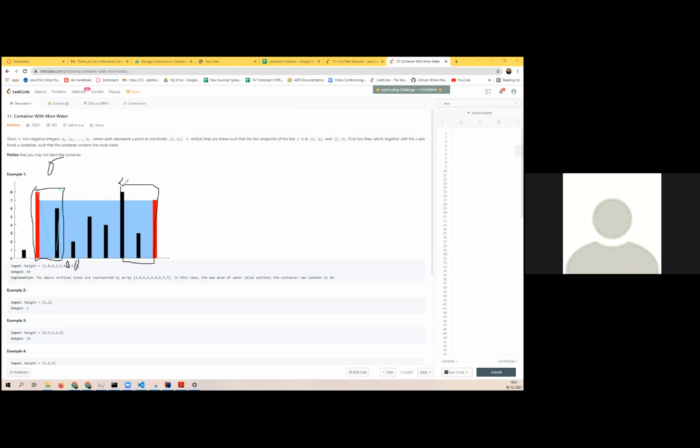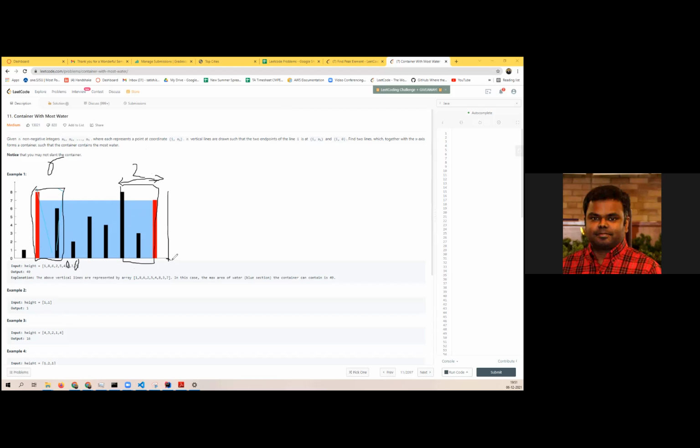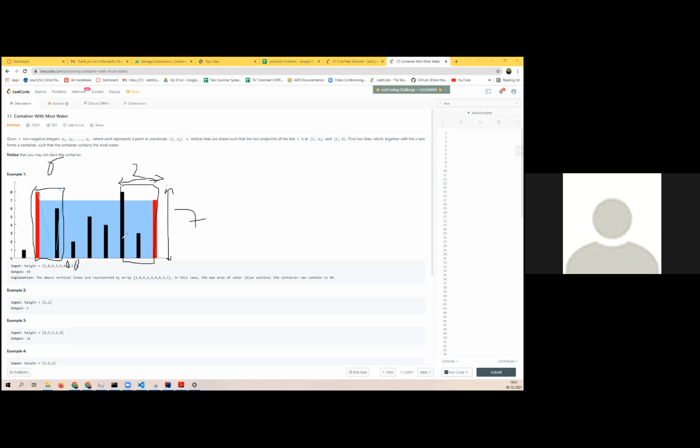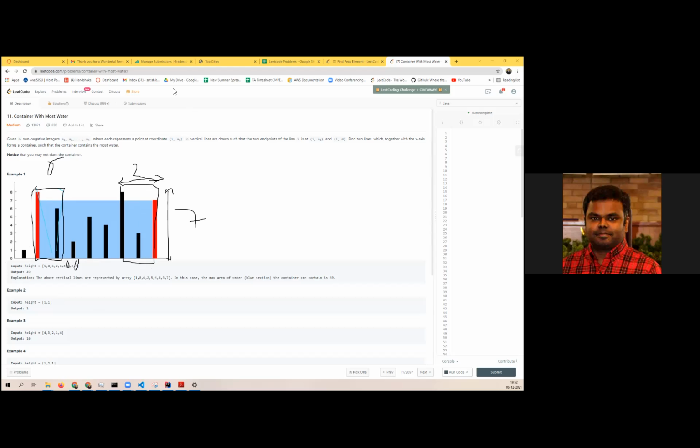Sorry, the width is 2 and the height is the minimum of 8 and 7, which is 7. So 7 2s are 14. So the maximum water that can be stored in this container is 14. That way we have to maximize the container, the maximum water that we can store. Okay, yeah, this makes sense.